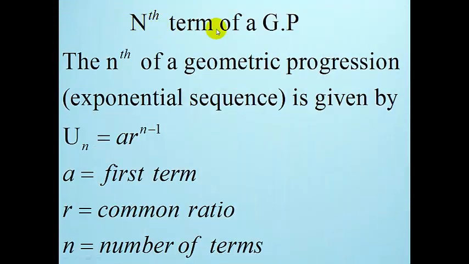Now, let's look at the nth term of a GP. The nth term of a geometric progression, also known as the exponential sequence, is given by u subscript n, is equal to ar exponent n minus 1, where a is the first term, r equals the common ratio, and n is the number of terms.